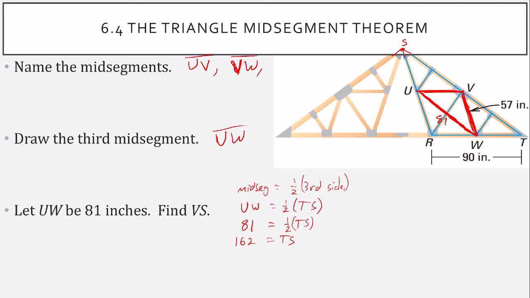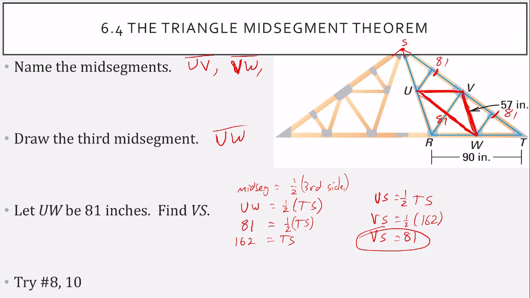But since V is the midpoint, VS is going to be half of TS. TS was 162, so VS is 81. Notice, the midsegment's 81, and then each half of the other side is the same length, 81. I want you to pause this and try number 8 and 10.